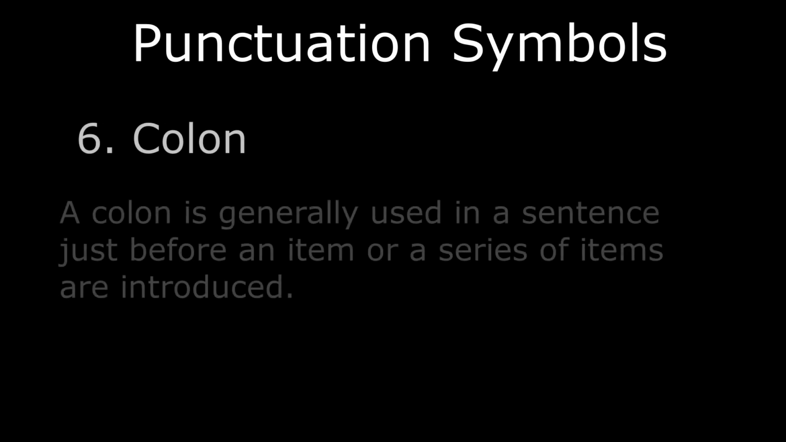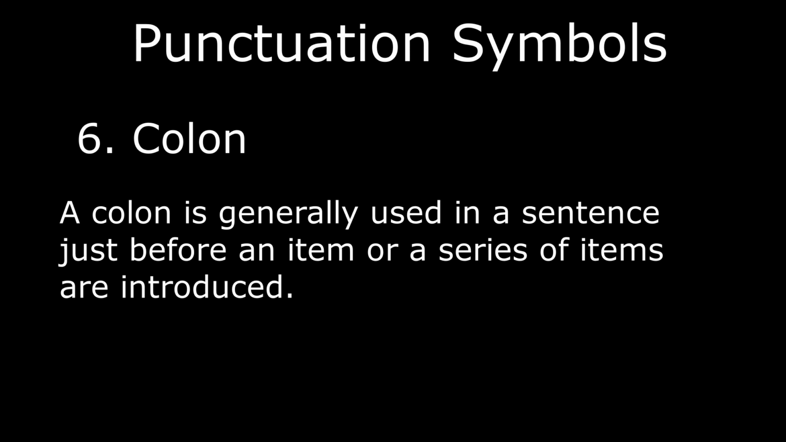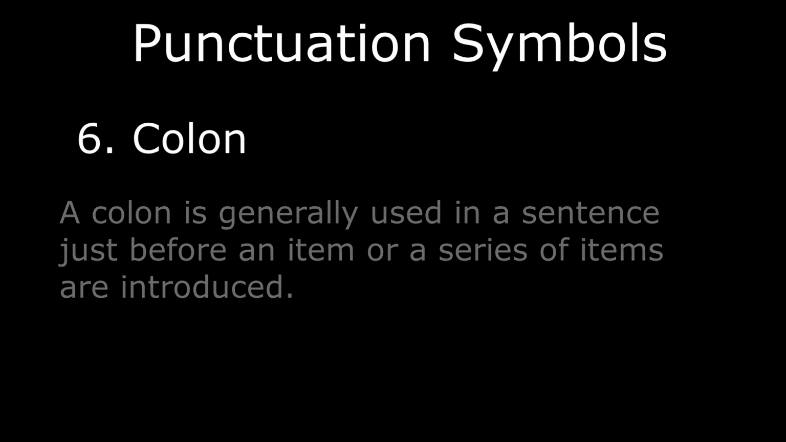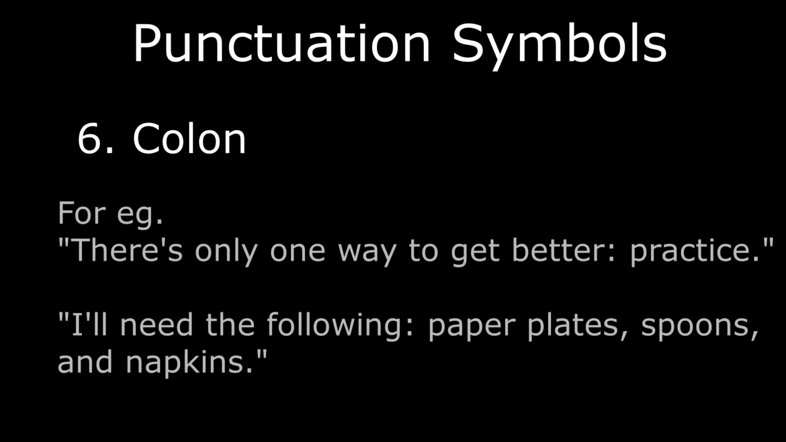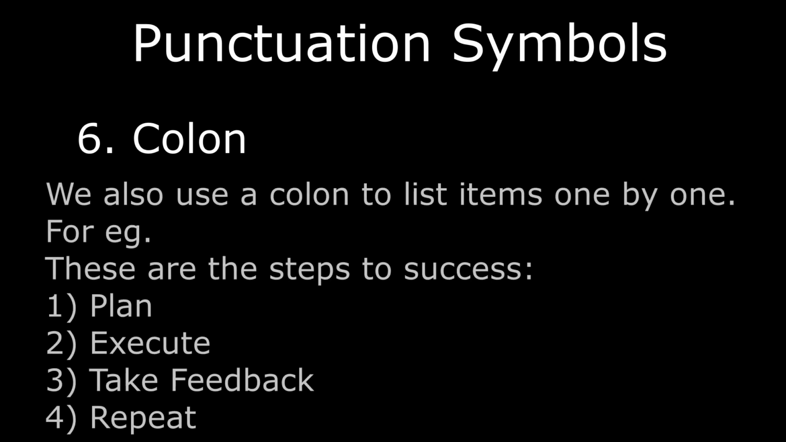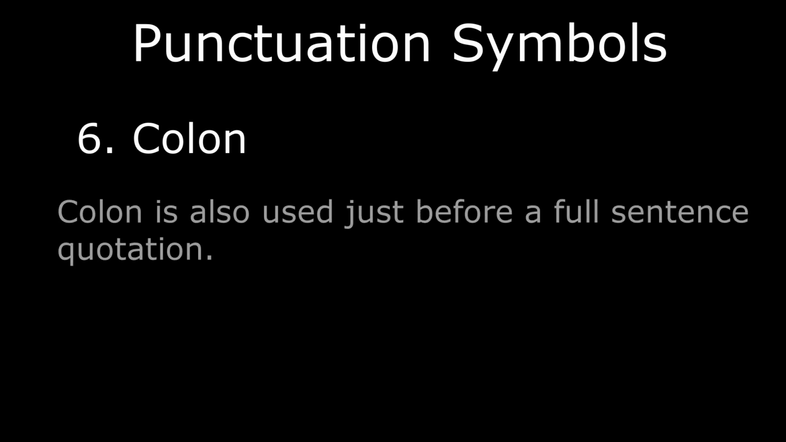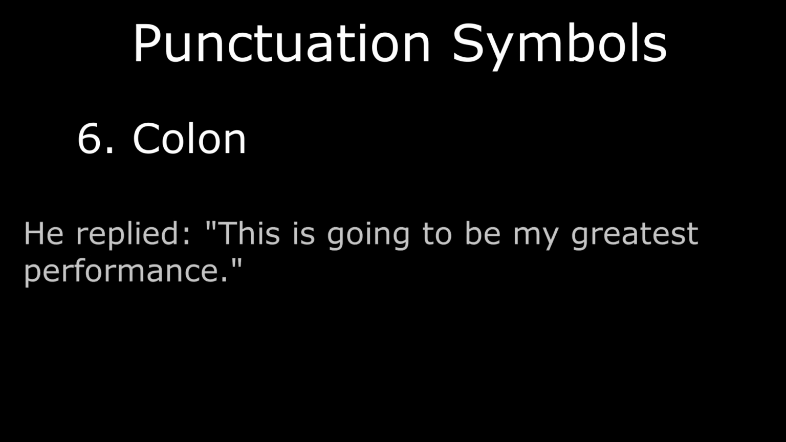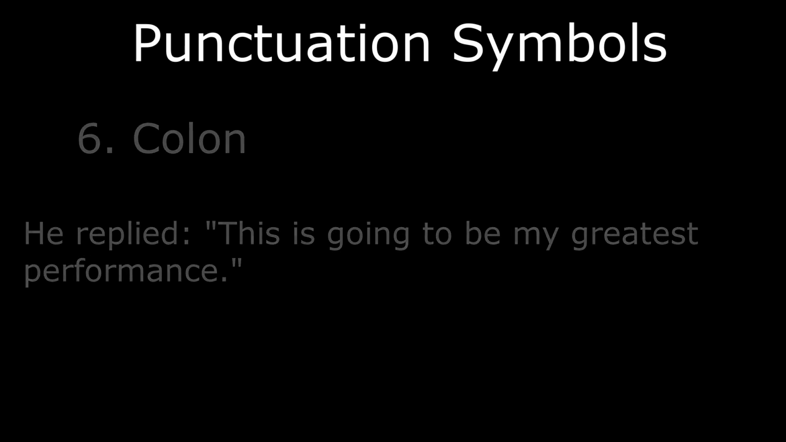Colon. A colon is generally used in a sentence just before an item or a series of items are introduced. For example, there's only one way to get better: practice. I'll need the following: paper plates, spoons, and napkins. We also use a colon to list items one by one. For example, these are the steps to success: plan, execute, take feedback, repeat. We use letters, numbers, or bullet points to list the items. Colon is also used just before a full sentence quotation. For example, he replied, "This is going to be my greatest performance."